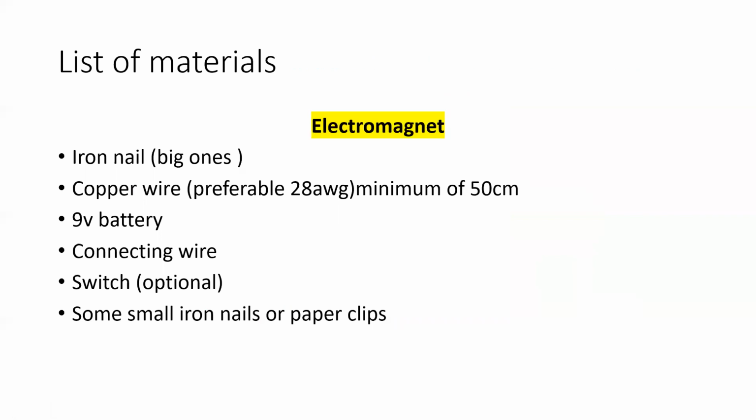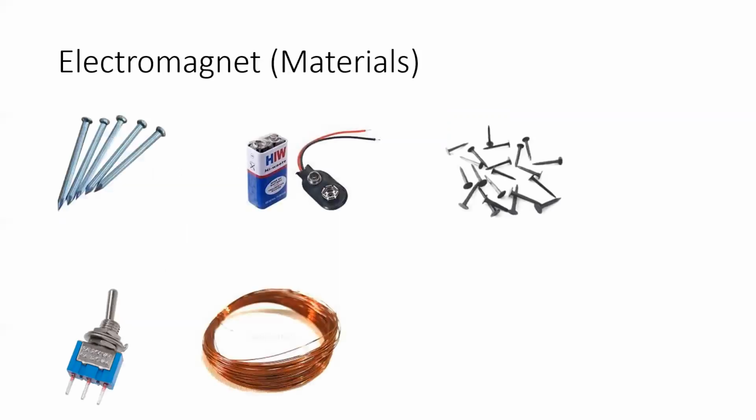We need the following components that I just put on the display. You need an iron nail, some copper wire. You can get this copper wire at winding stores or any electrical stores, and a 9-volt battery, a connecting wire, and a switch, which is optional. If you have it, you can use it, and some iron filings or iron nails. So these are the materials that we need.